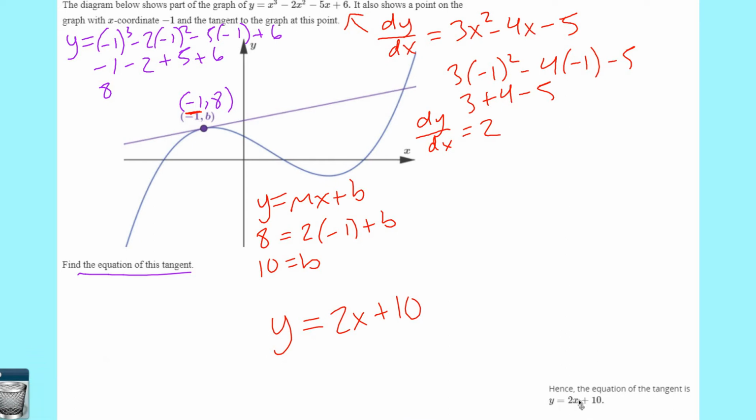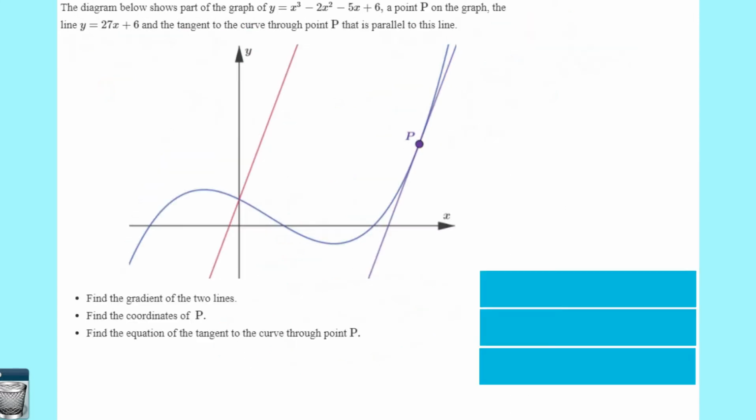Alright, so yep, we got 2x plus 10, so we did good. Alright, let's keep it rolling.